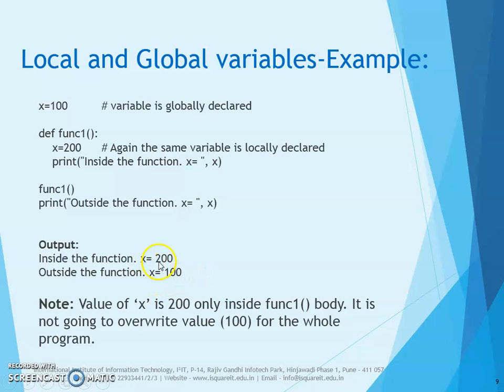So inside the function, as it is locally assigned 200, it will display x is equal to 200. Outside the function, as globally the value is 100, it will be 100 over here. Now value of x is 200 only inside the function body that we have seen here. It is not going to override the value 100 that is assigned globally. So global value will be printed outside the function, and if we are assigning a value inside the function, it will be only local for that particular function.